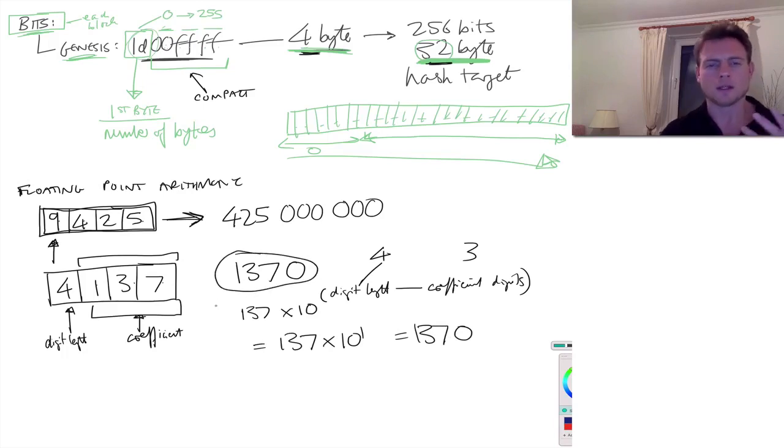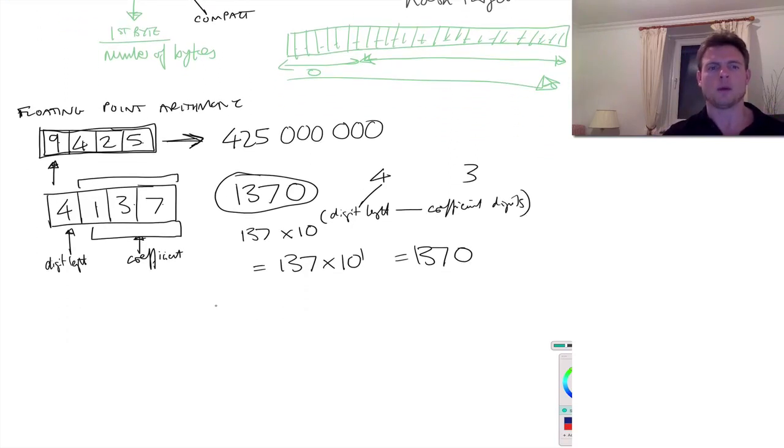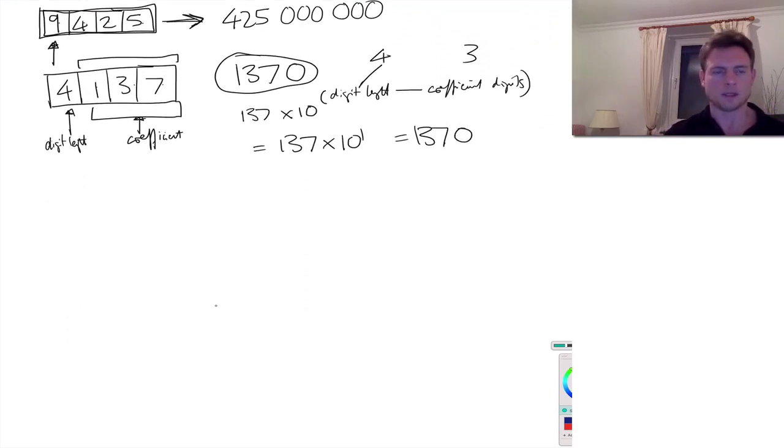So that's an analogy in decimal, and that's exactly how the compact notation works in the compact Bitcoin protocol. The only difference is that the numbers are a lot bigger. So in compact notation, instead of having 4 decimal digits, we have 4 bytes. 1, 2, 3, 4.